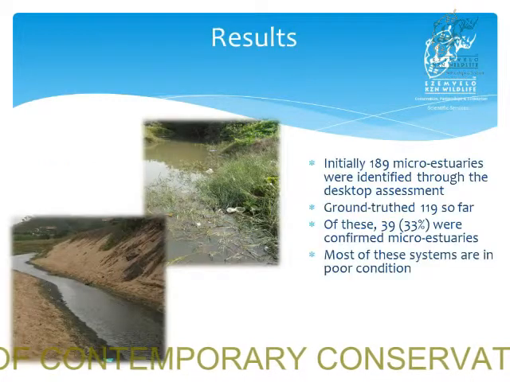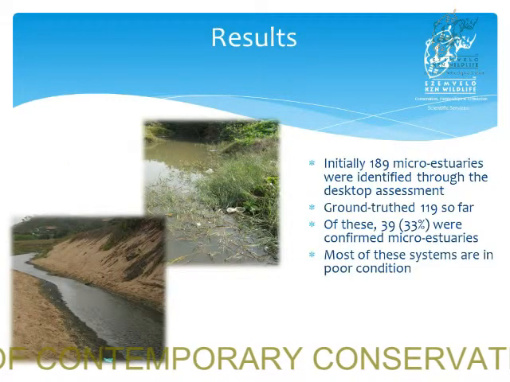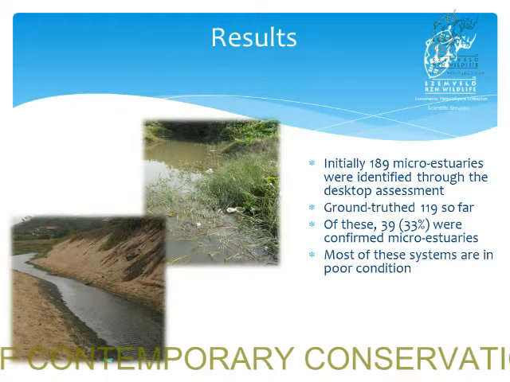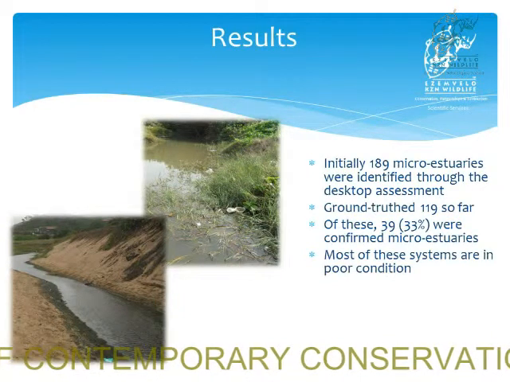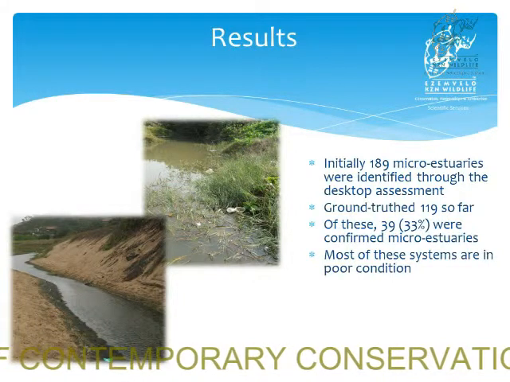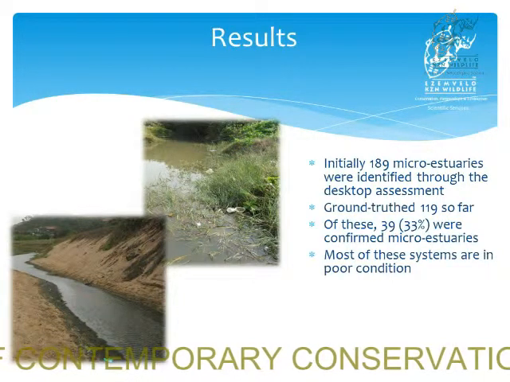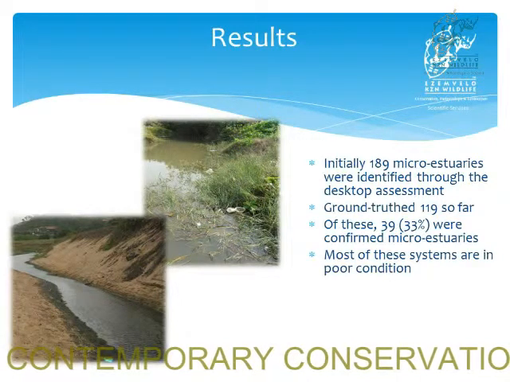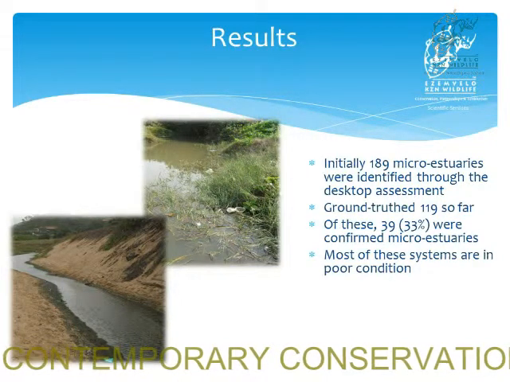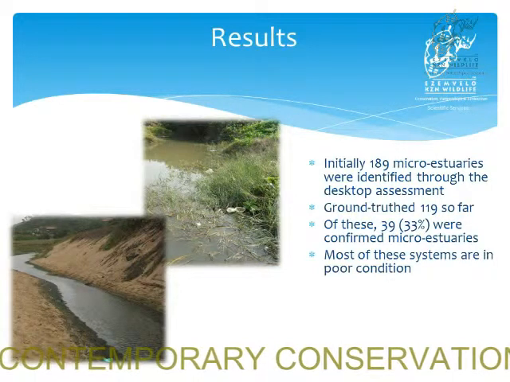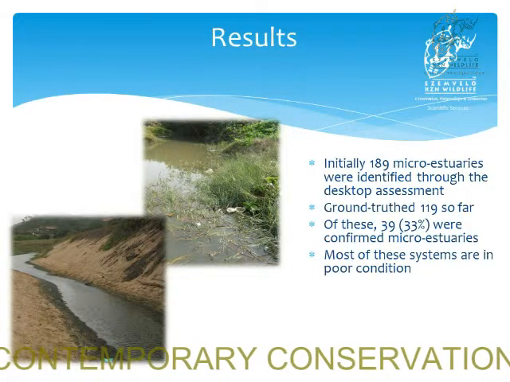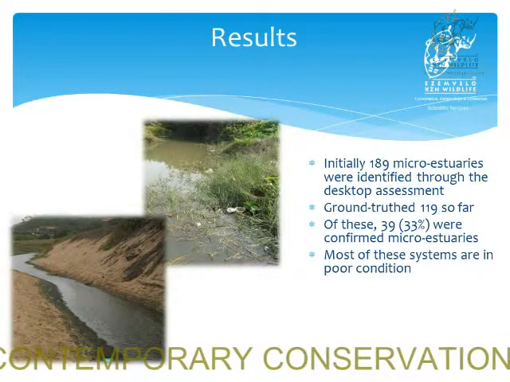Okay, for the results, initially we mapped 189 microestuaries, and of those 119 we've ground truthed so far, and we have confirmed 39% of those as microestuaries. And just to say, this still has to be ratified by the estuarine community.